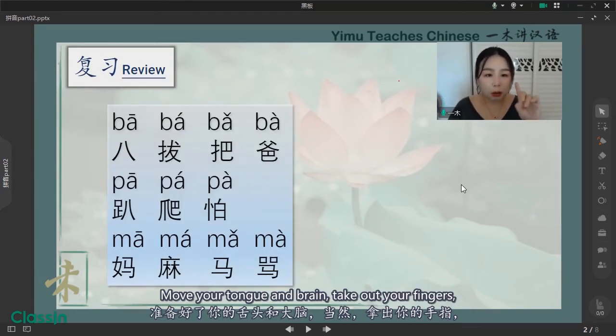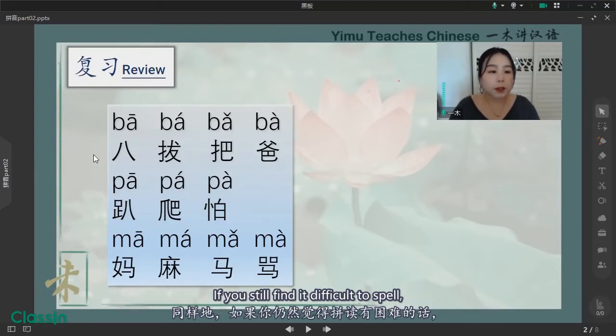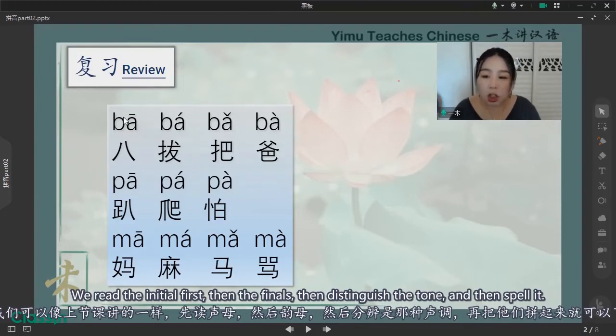Move your tongue and your brain. Take out your fingers. Let's take a look at what these syllables we have learned look like when they are marked on the Chinese characters. If you still find it difficult to spell, we read the initial first, and then the finals, then distinguish the tone, and then spell it.